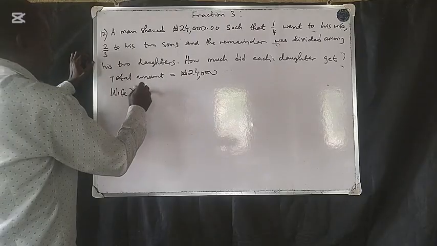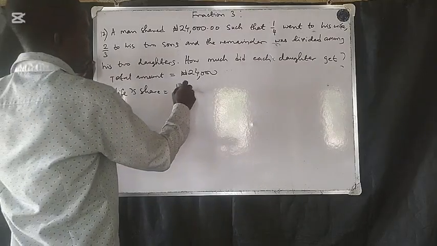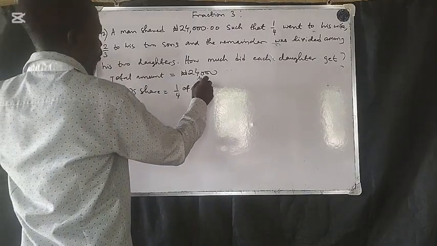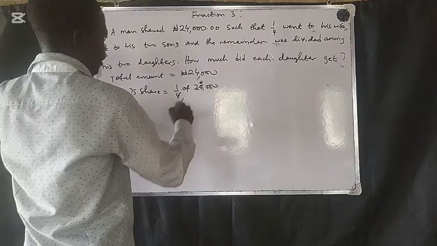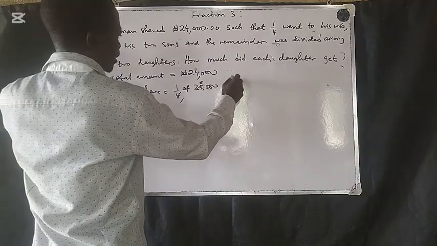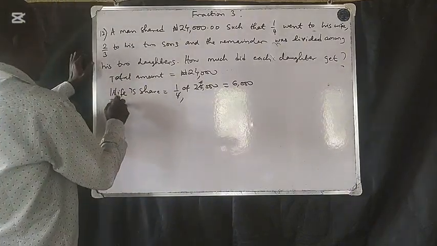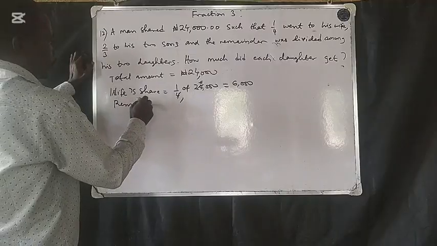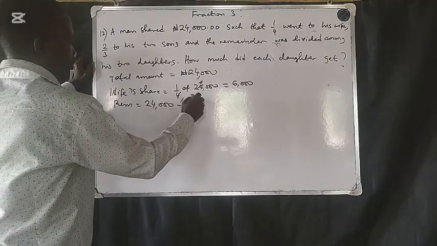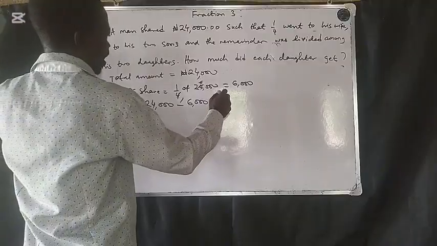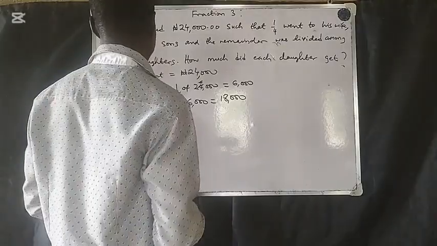Wife's share is 1/4 of 24,000. 4 ones are 4, 4 sixes are 24. So the wife got 6,000. Then the remainder will be 24,000 minus 6,000, and that will be 18,000. The remainder will be 18,000.